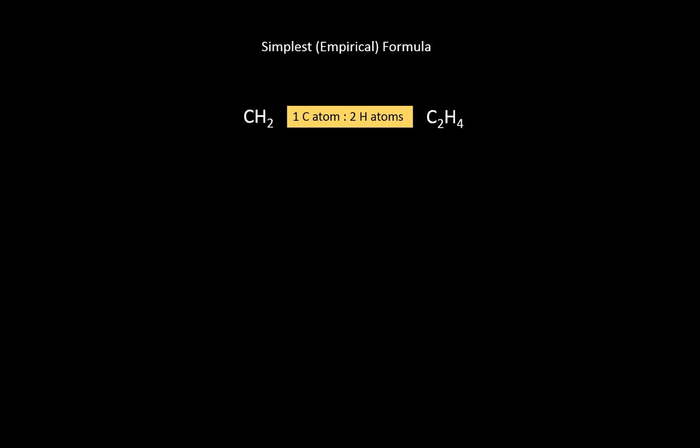Which one would you say is the simplest formula? You would likely say this one, because it can't be reduced any further, and that's true. That is the simplest formula. The C2H4 is called a molecular formula. This lesson will show how to calculate the simplest formula given experimental data. A different lesson will show how to calculate the molecular formula.